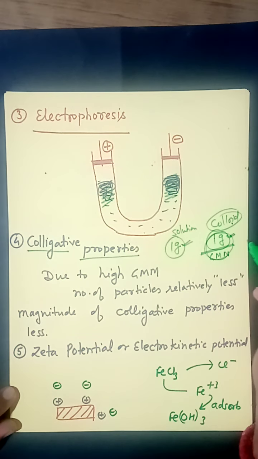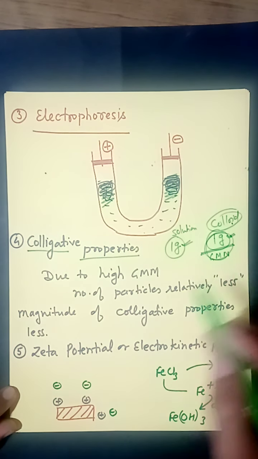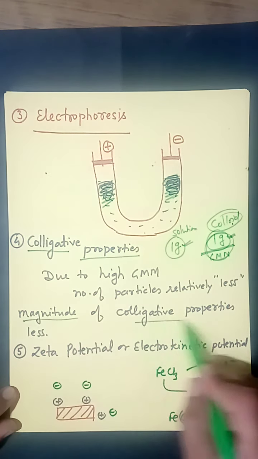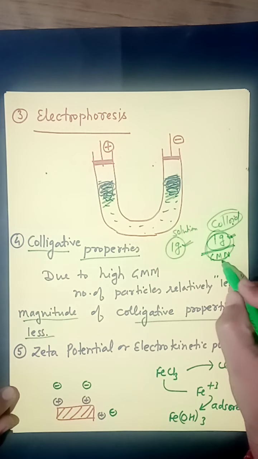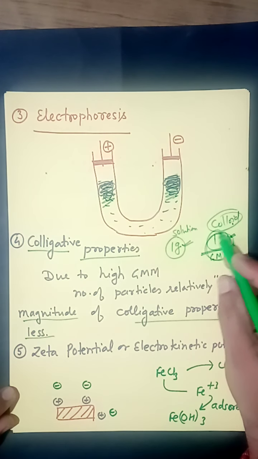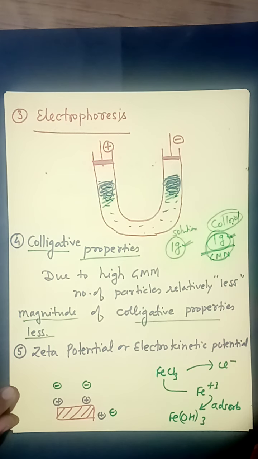and if they have fewer particles, it means the magnitude of the colligative property is less for colloid. Magnitude of colligative property means elevation in boiling point will be less, depression in freezing point will be less, osmotic pressure is less, as well as lowering in vapor pressure is also less. So all the colligative properties will have low magnitude in the case of colloid, because due to high gram molecular mass they have relatively fewer particles.